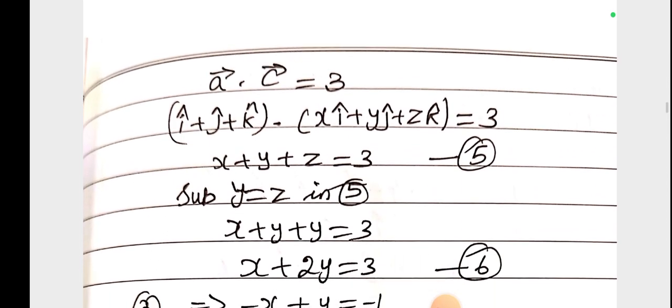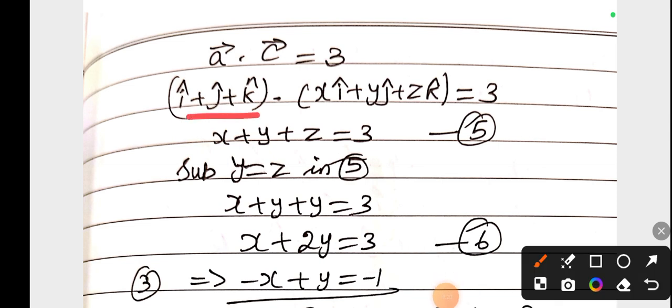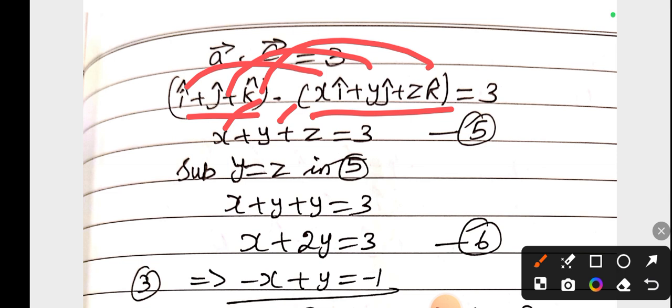Then after that, a vector dot c vector equals 3. You can equate i cap plus j cap plus k cap dot product x i plus y j plus z k equals 3. Then you will get i times i is x, j times j is y, k times k is z: x plus y plus z equals 3. Substitute y equal to z in the fifth equation, because in the fifth we already got y and z equal. We have done it in the previous step. So you will get z plus z, 2z.